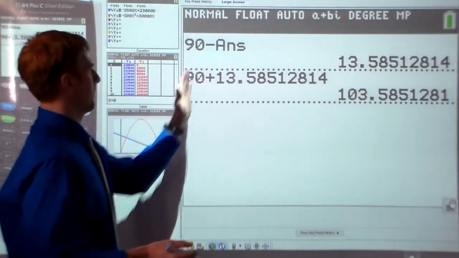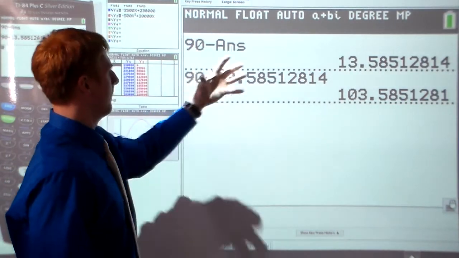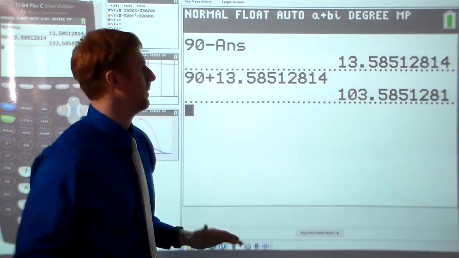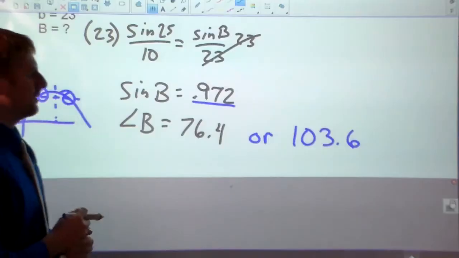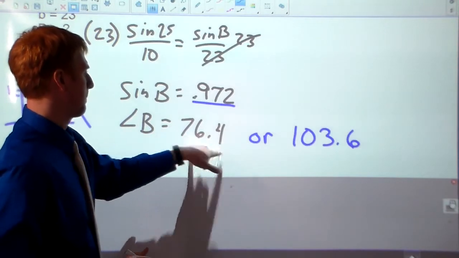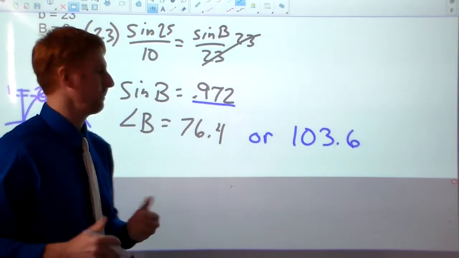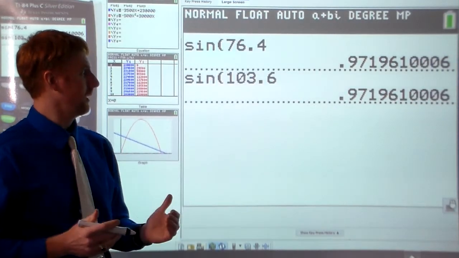So what I just did was I took 90 minus the answer I got, the 76 degrees, found that difference, and then added it to 90 to get some symmetry going on. And I'm getting about 103.6. Just to confirm this, I'm going to take the sine of both of these and put them on the screen together so you can see that they're really the same thing. So there they are: sine of 76.4 and sine of 103.6.